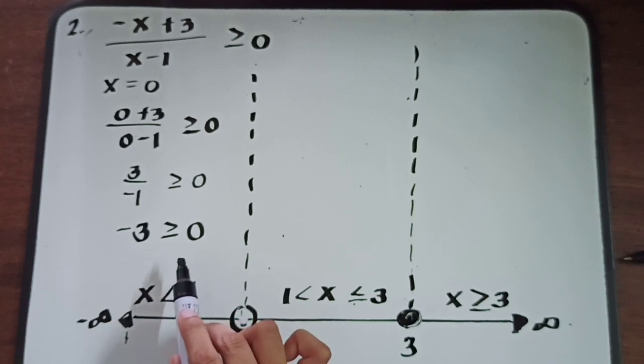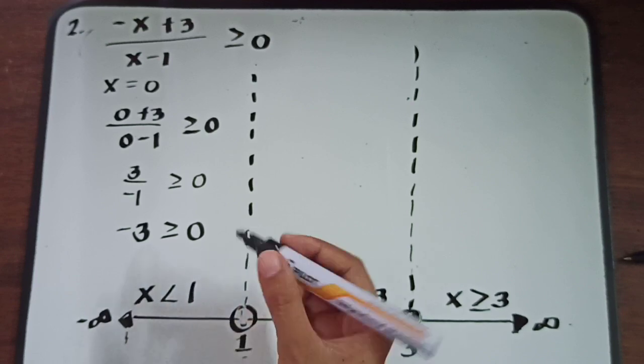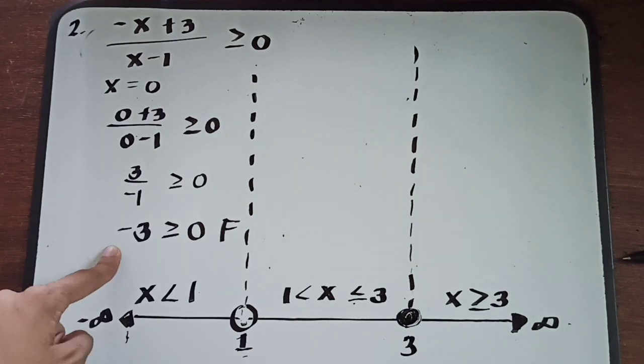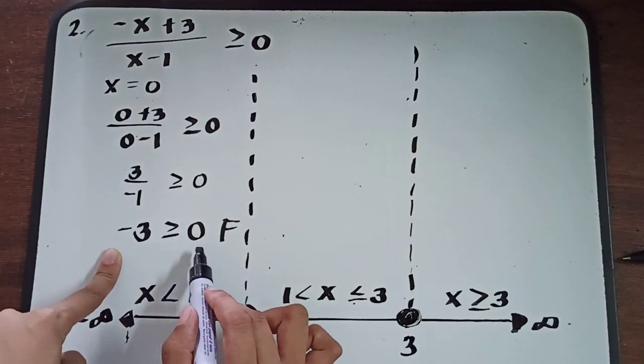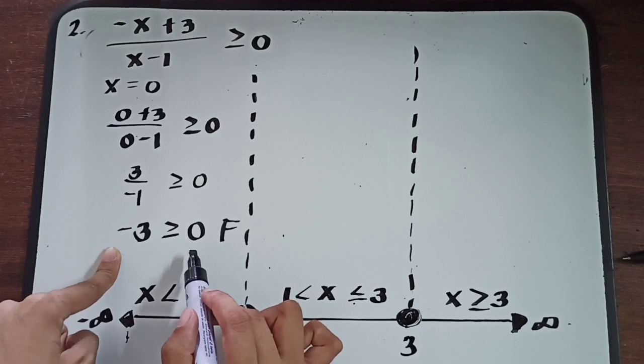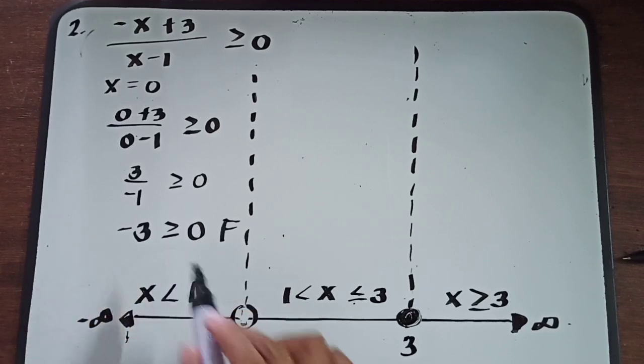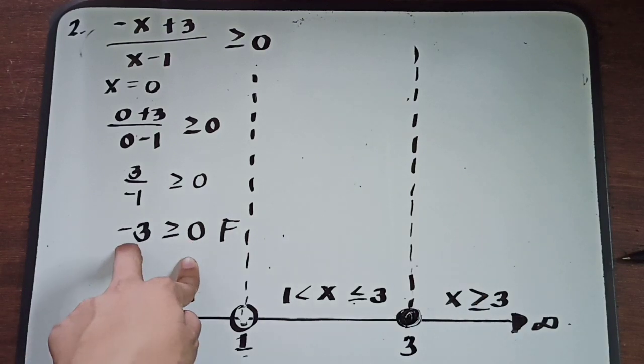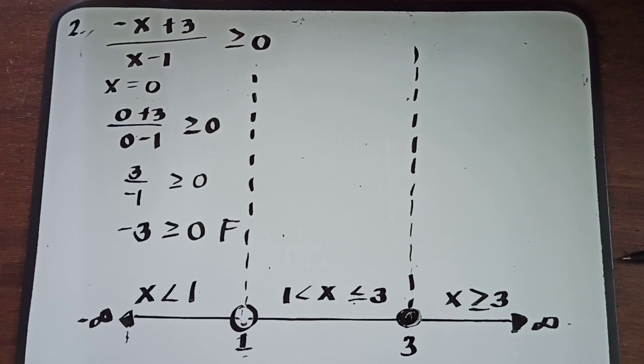So, this is a false statement. So, bakit po false statement? Ang negative po is mas mababa kaysa sa 0. Okay? So, mas mataas dapat si 0 kaysa kay negative 3. So, ibig sabihin, this negative 3 is greater than or equal to 0 is a false statement. So, it only means that this interval is not included to the solution set. Okay, so let us check for the second interval.